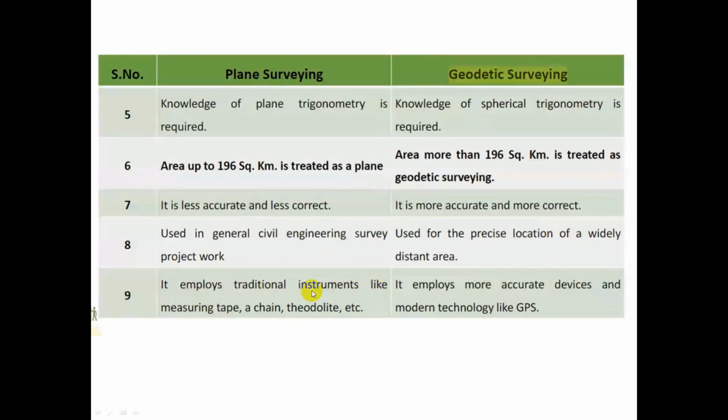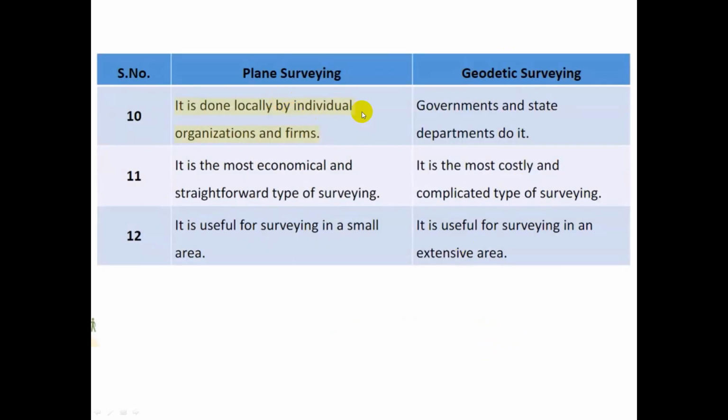It employs traditional instruments like measuring tape, chain, theodolite, or total station. So ang gamiton ani sa plane surveying nga mga instruments. Kung naa na ta sa geodetic surveying, at least GPS or Global Positioning System or kanang magsalig na sa mga artificial satellites nga nagtuyok-tuyok sa Earth. It is done locally by individual organizations and firms, and usually ang geodetic surveying government and state departments do it. So karon, since ang mga private geodetic engineers naa nay mga GPS nga instrument, pwede na sad sila maka-geodetic surveying.